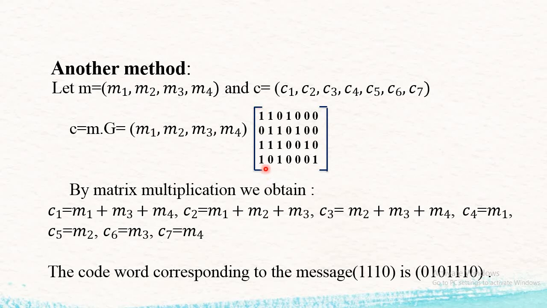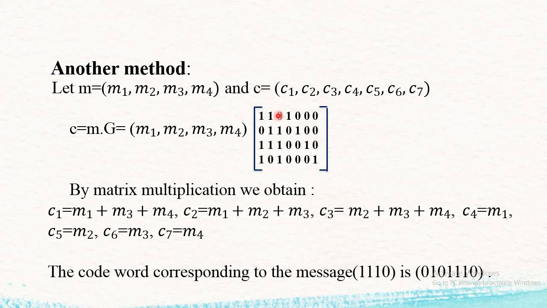So for this particular first row, the values which are high are 1, 0, 1, 1. So 1 multiplied by M1 is going to give you output as M1. M2 into 0 is definitely going to be 0. M3 into 1 is giving you a higher value. M4 into 1 is going to give you a higher value. So what is the value of C1, or the first code word bit? It is nothing but M1 plus M3 plus M4. Similarly, the operation is applied for the second row.